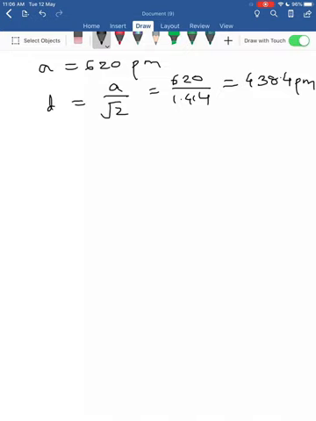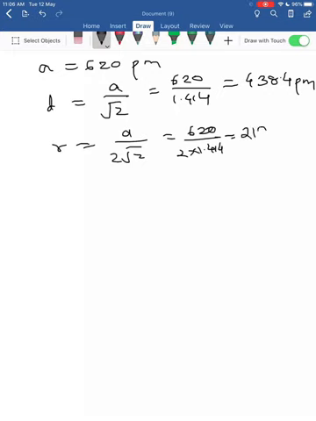Same way, the question also asks what is the radius of xenon atom. Now if you want to find the radius, it is a over 2 root 2, which we already derived a little while ago. So that is equal to 620 picometer divided by 2 into 1.414. If you do the calculation, this is going to give you 219.2 picometer. Likewise, you may be asked a question based on BCC, that is body centered, or simple cubic.